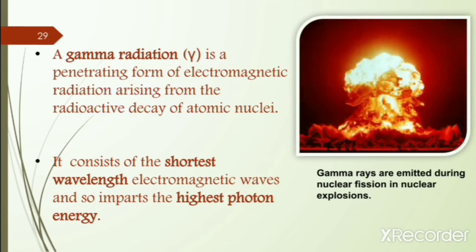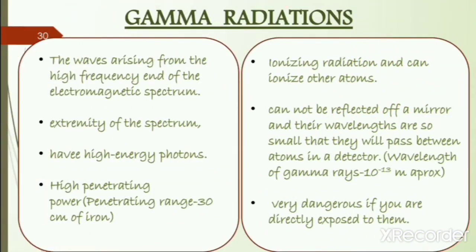Now, let us discuss gamma rays in detail. The waves arising from the high frequency end of the electromagnetic spectrum that have no mass are known as gamma rays. Gamma rays are at the extremity of the spectrum and they have high energy photons. They have a high penetrating power, with a penetrating range of about 30 cm of an iron rod. Gamma rays are ionizing radiation and can ionize other atoms.